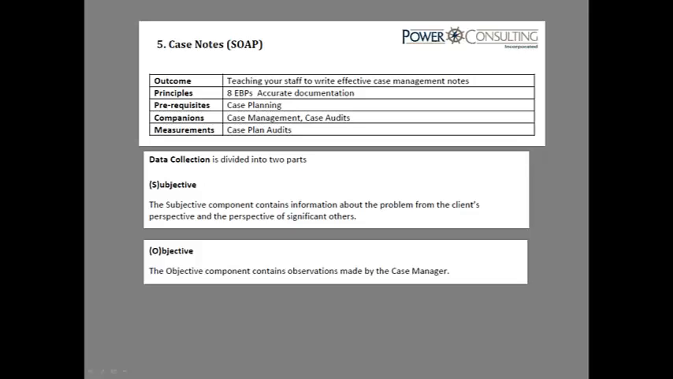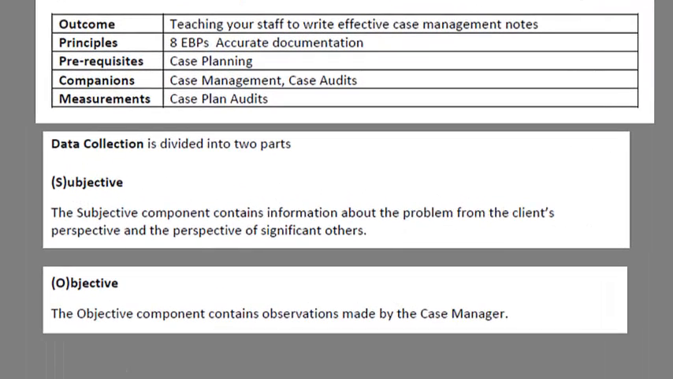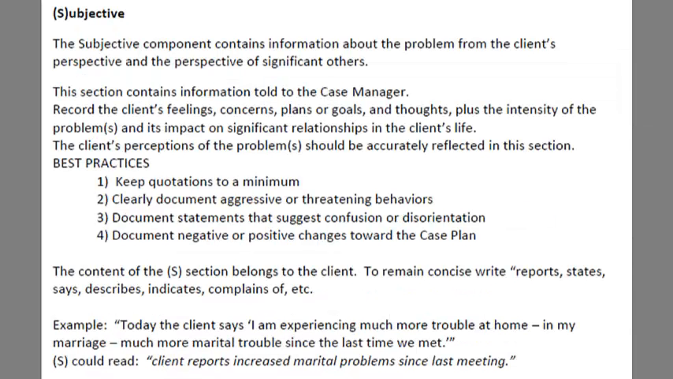This is training for case notes, helping your staff to understand how to write effective case management notes using the SOAP protocol or formula. Now, using SOAP, data collection at each meeting with your client is divided into two parts. The subjective part, which contains information about the problem or what the client's facing from their perspective, and the objective part of the collection of data, which is observations made by the case manager.